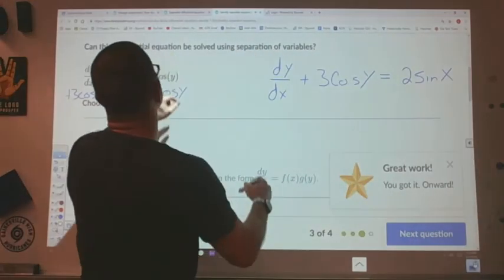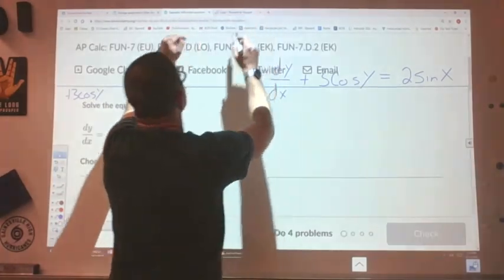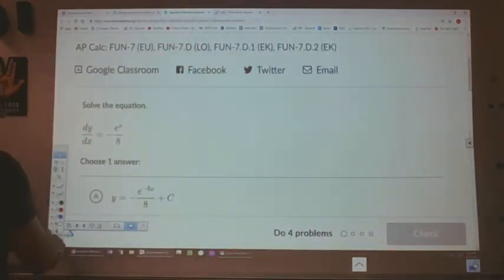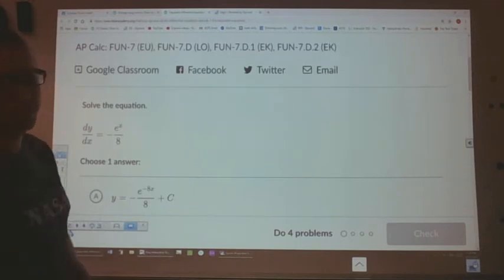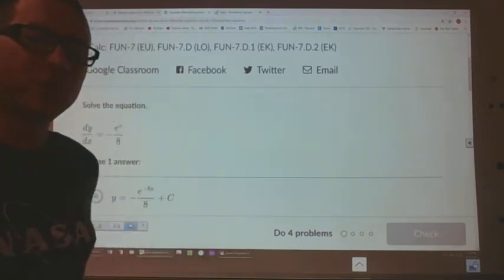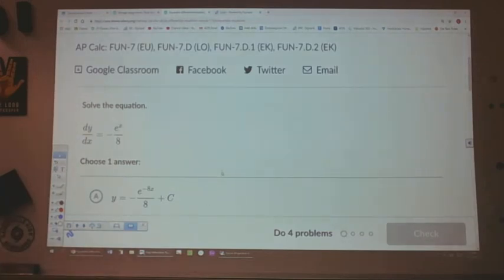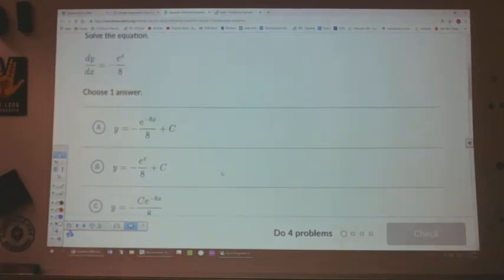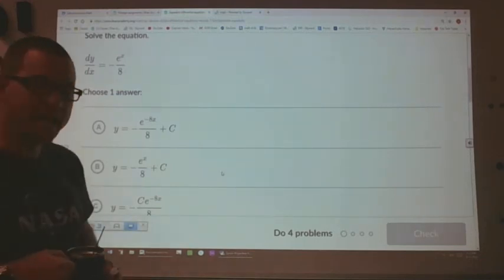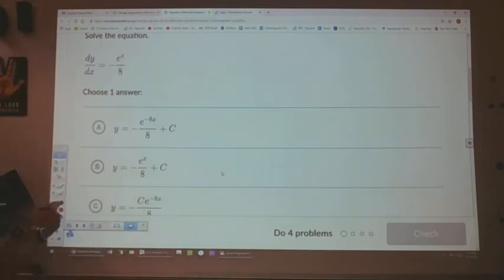Okay, good. Now, actually doing separable differential equations. So here we want to solve the equation. It is negative e to the x over 8.